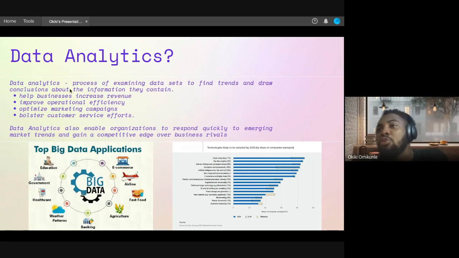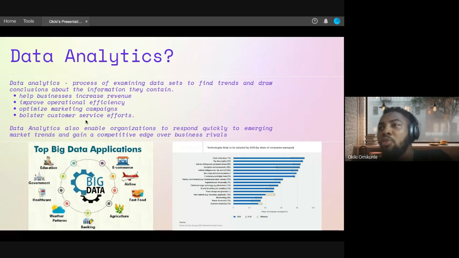It also helps you to improve operational efficiency, in cases where, for example, this has to do with the HR department, and to optimize marketing campaigns. I know for this webinar today there were some sponsored ads. After those sponsored ads have been put out, we need to know how effective our campaign was, how many people we reached, or how many clicks we got. Those are the things data analytics helps you with.